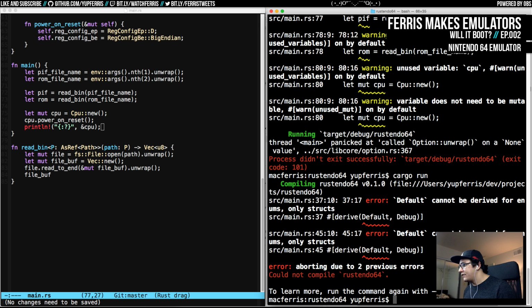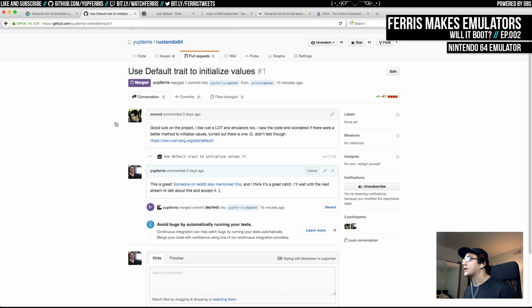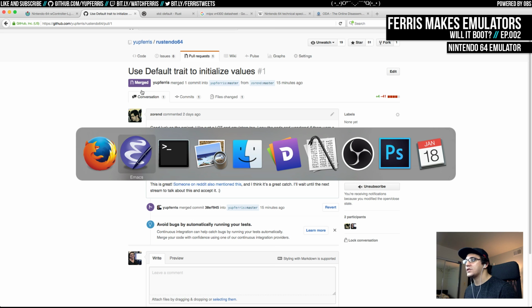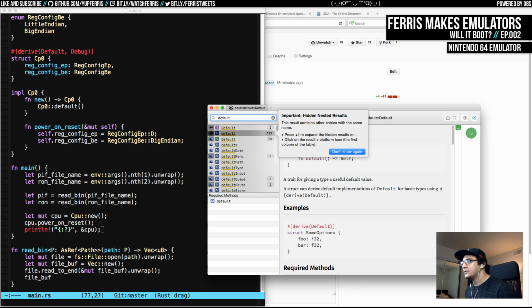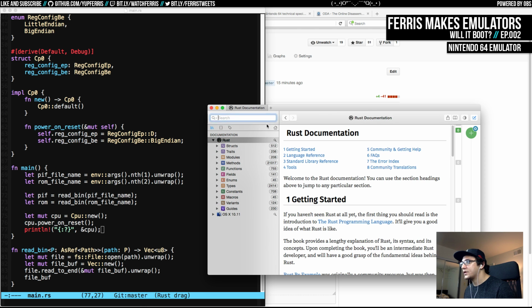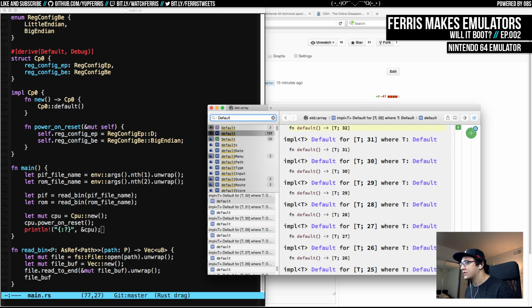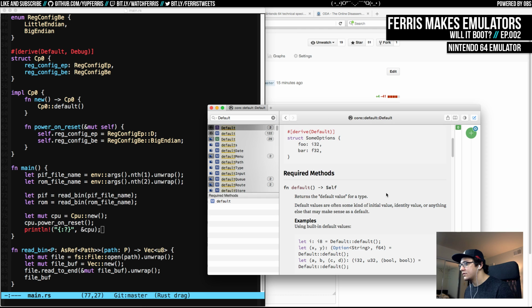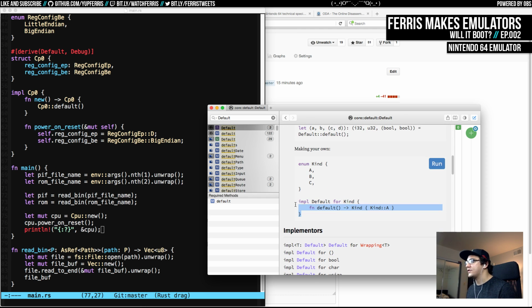Default cannot be derived for enums, only structs. So I guess we have to implement that explicitly for enums. Didn't know that. Now I do. Let me actually pull up the docs. Oops, wrong documentation, I think. Yep, and here we have an example of how to do it yourself.